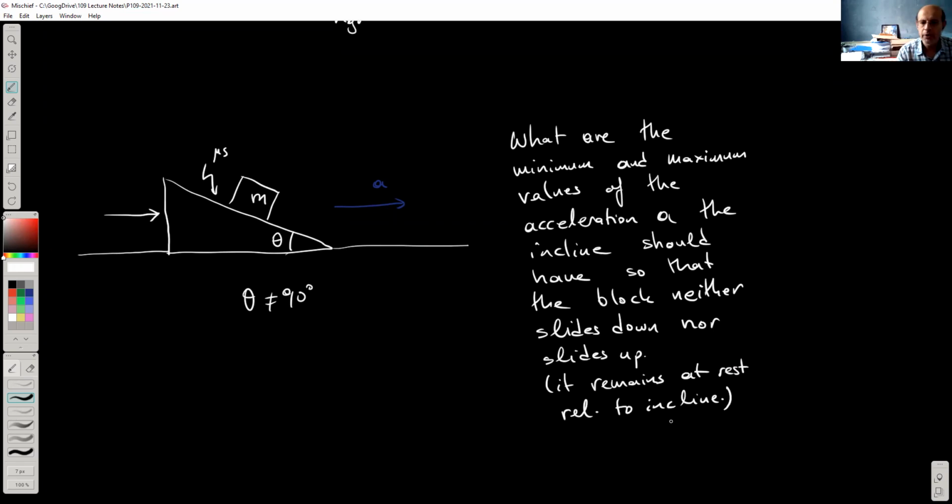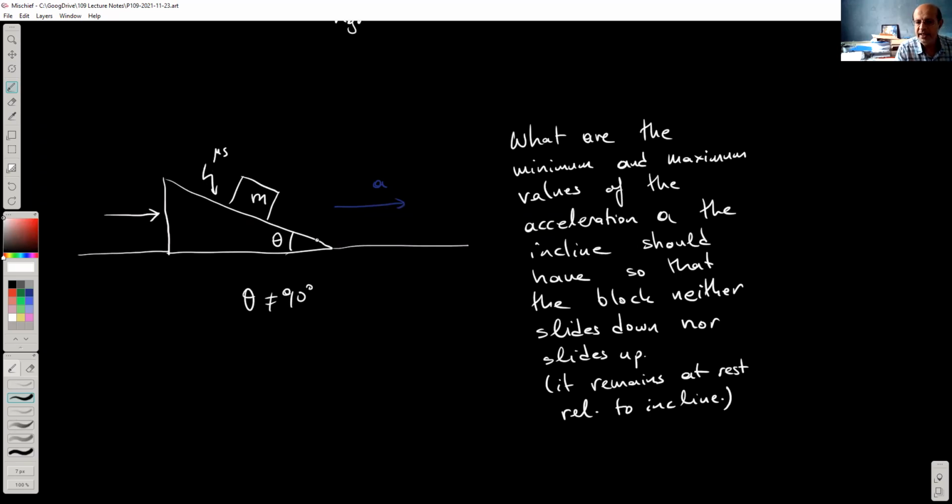This is also straightforward, but there are too many equations. The equations will be crowded, but that's also very simple. I solved this problem for the case where there is no friction. In that case, there's just the right value of acceleration. If the acceleration has that value, then it will stay at rest. But if the acceleration is slightly bigger, this is going to slide up. And if it is smaller, then it's going to slide down.